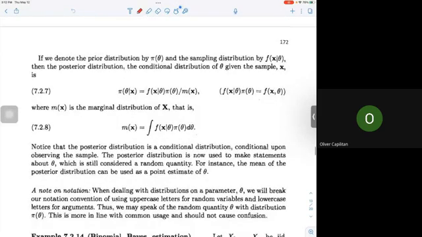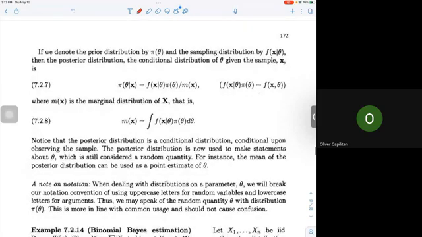For our step, if we denote the prior distribution by pi of theta, and the sampling distribution by the joint PDF or the joint PMF, then the posterior distribution, which is the conditional distribution of theta given our sample x, is denoted by pi of theta given x. This is the conditional distribution of theta given the sample x. We call this our posterior distribution.